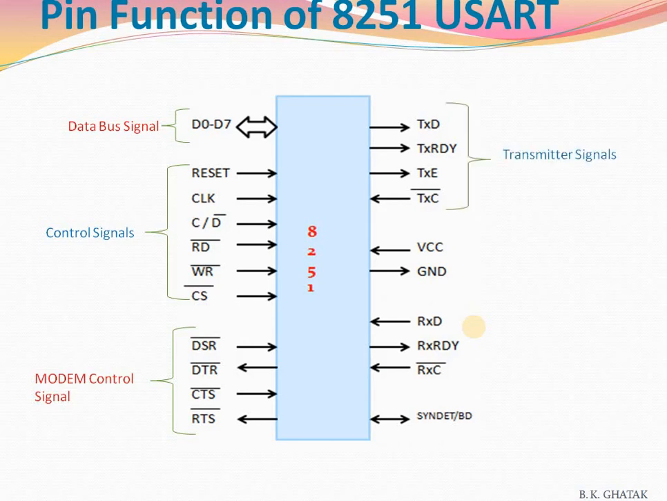And then the transmitter signals. There are 4 transmitter signals: TXD, TXRDY, that is transmit ready, then TXE, transmitter empty, then transmitter clock. Then 2 power supply signals, one is VCC, another is ground, and then the receiver signals. There are 3 receiver signals: RxD, RxRDY, RxC bar, which is the receiver clock signal. Then the last one is the input output terminal signal. From the next part I will explain all the signals part by part, so have a look.